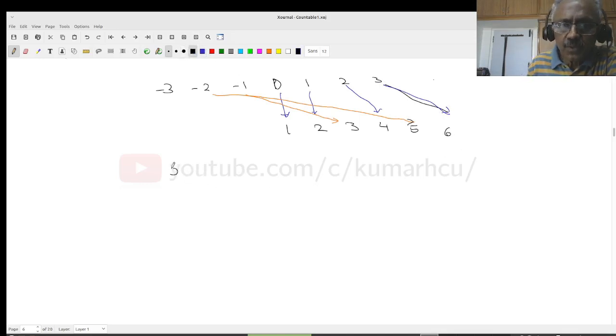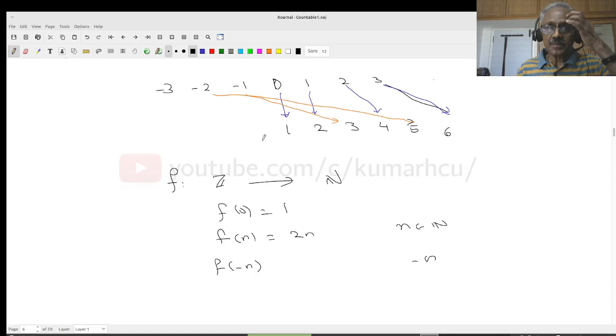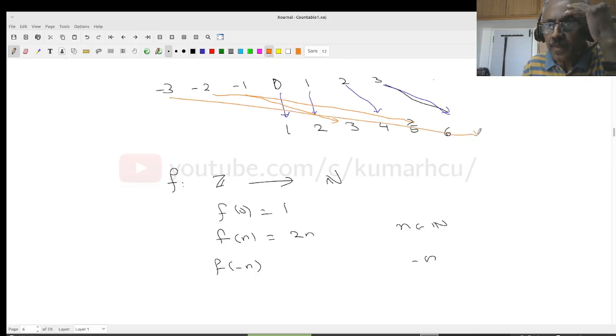So I am thinking of the function from Z to N so that f of 0 is 1 and f of n is 2n for n in N. Then let us look at f of minus n for n in N. What happens? Minus 1, where did it go to? It goes to 3. And minus 2, it went to 5. Do you see a pattern? Minus 3 will go to, now where do you think it will go to? It will go to 7.